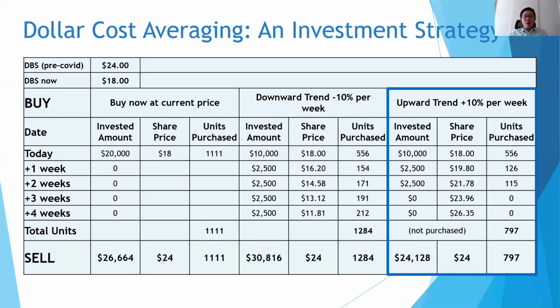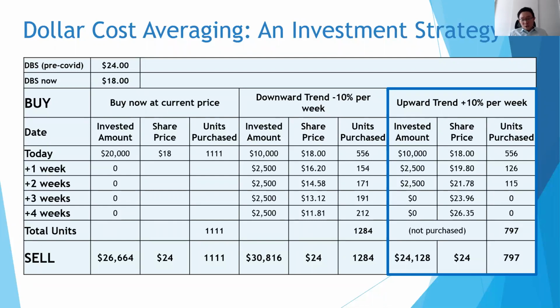The fourth and fifth week, right, the third and fourth week, I will stop buying because the share price is very near my selling price. So I actually skip that and keep the capital. Of course, based on this scenario, you actually own fewer units compared to when you invested 20,000 upfront, right? But if you realize the dollar value, it's not too far off.